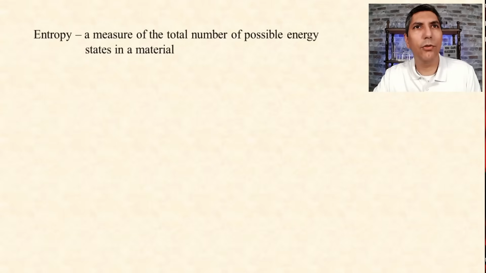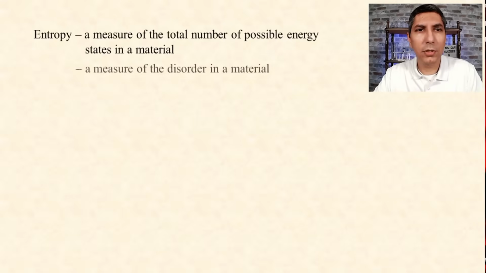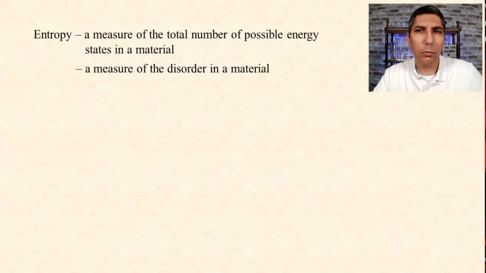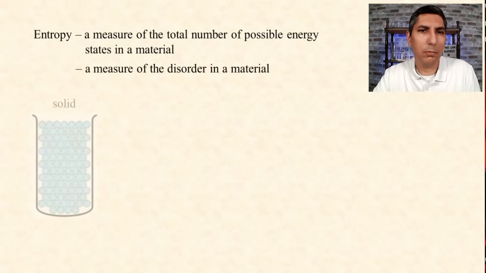We sometimes say it's also how well something is dispersed. That's also a very good definition. I found that students sometimes find it easier to think of it in terms of disorder or chaos. Entropy is a measure of the disorder in a material. So if you think about it in terms of that, it might be easier for us to reason about it in that way as well.